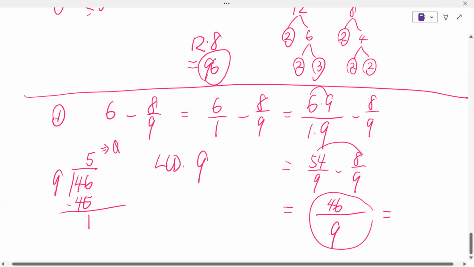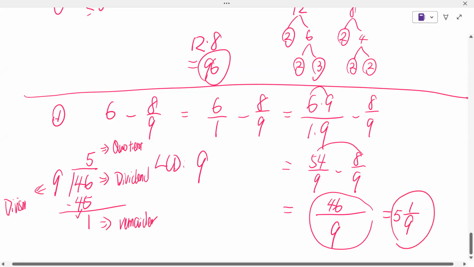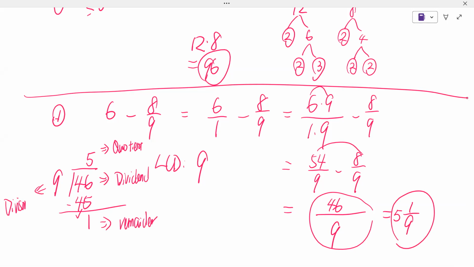This is called quotient. And this is called remainder. And this is called the divisor. Underneath this is called the dividend. So you do quotient 5, remainder 1 over divisor 9. That's 5 1/9. If you want a mixed number, this is the mixed number.